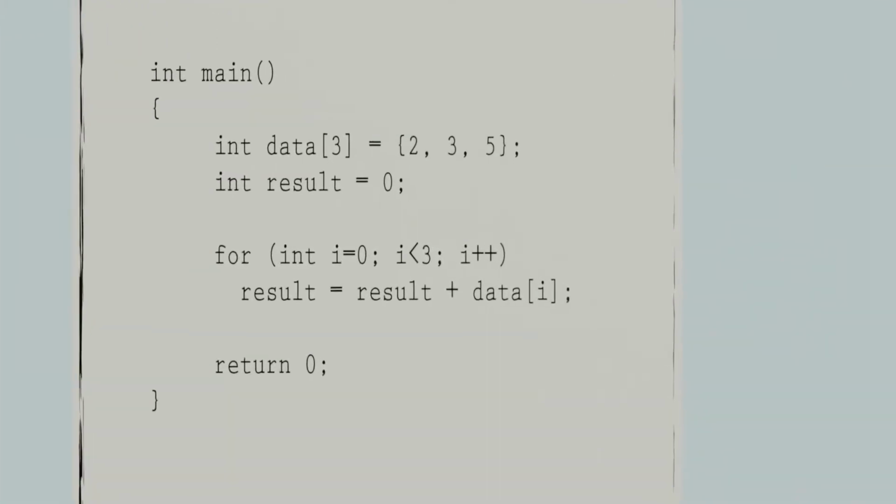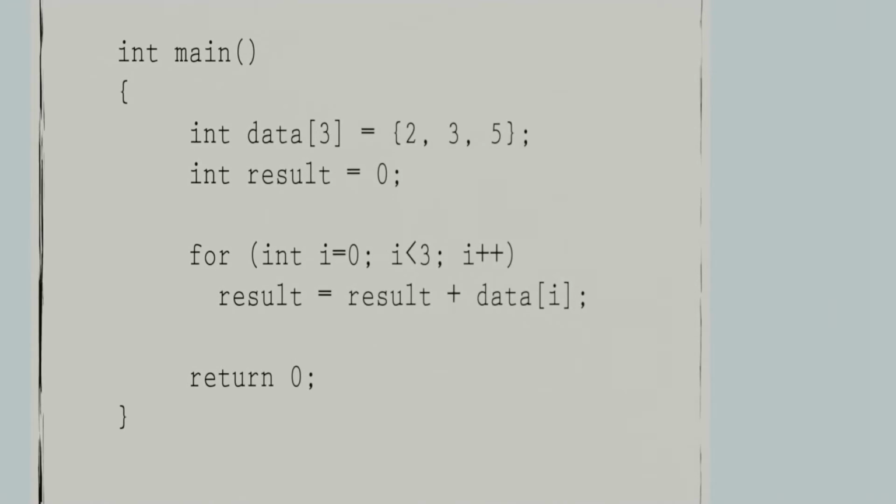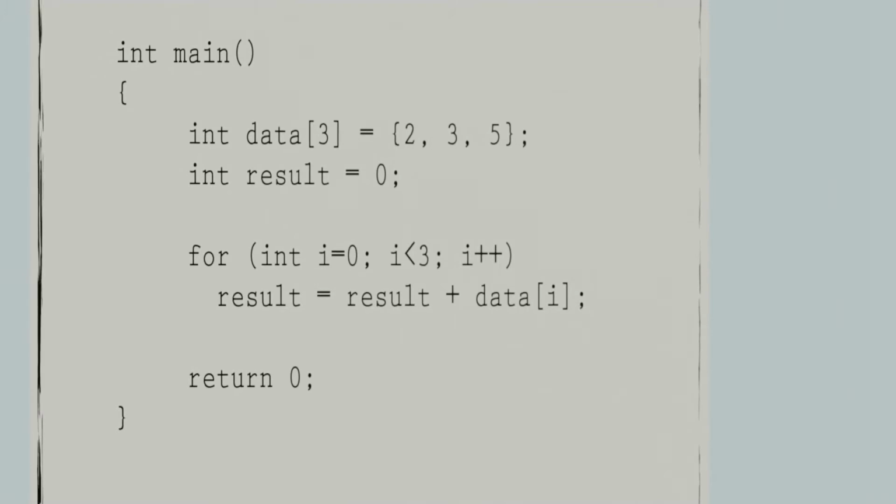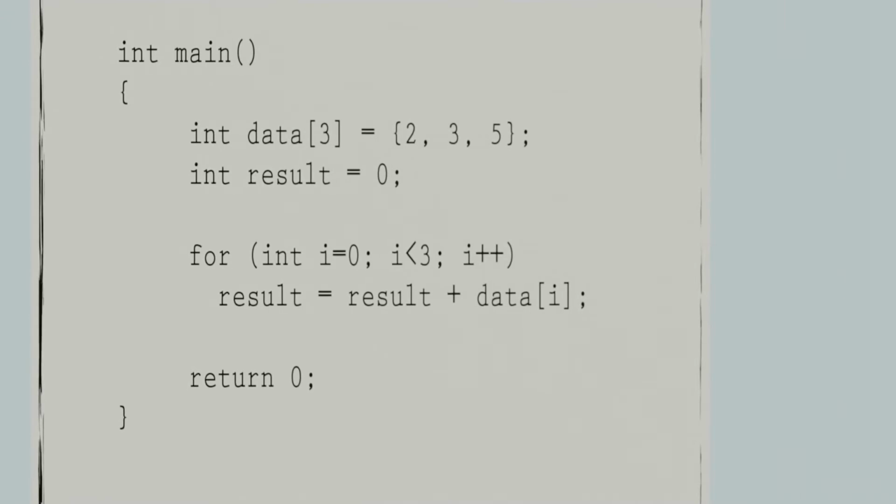Here's an example of a program written in C++, which will add the three numbers together. It could have been written in a much better way, but this is just for illustration. First, a variable called data is used to store the numbers we're going to add together in an array. Next, the result variable is initialized to 0. Finally, a loop is used to add the result to each number in the data array, so at the end of the loop, the variable result will contain the answer 10.